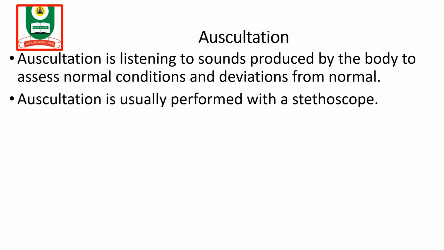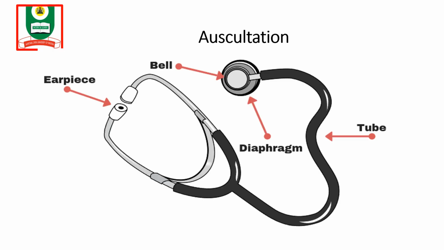The last type of physical examination we are looking at is auscultation. Auscultation is listening to sounds produced by the body to assess normal condition and deviation from normal. Auscultation is usually performed with a stethoscope. A stethoscope has different parts. We have the earpiece, bell, diaphragm, and the tube. All these parts, especially the bell and the diaphragm, have their own function. There are situations where you use the bell, and there are some situations where you use the diaphragm. It depends on exactly what you want to assess.